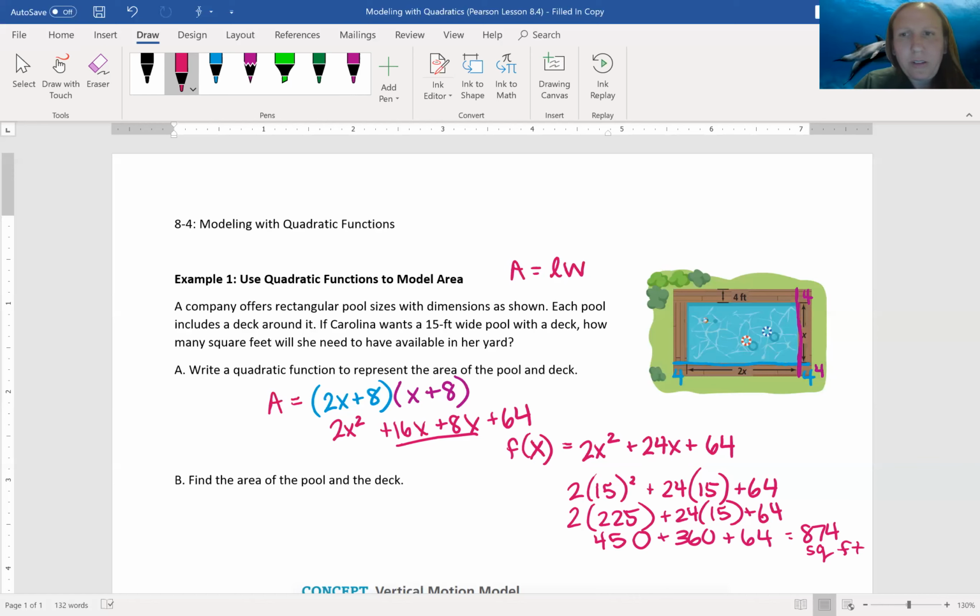Okay, so for your area questions, you're usually going to write expressions for the length and the width, which you multiply together to get the area of a rectangle. However, you do usually want to make sure you simplify it, which means you must distribute and combine any of those like terms.